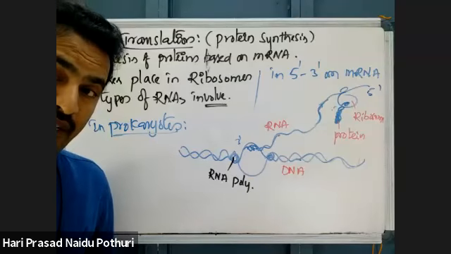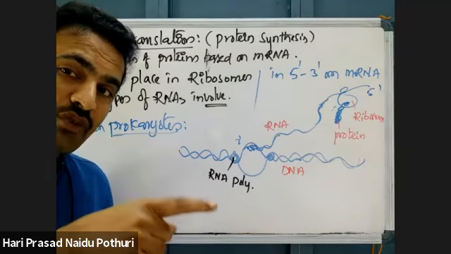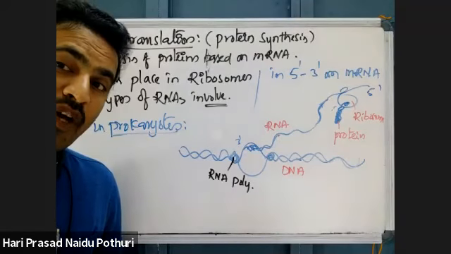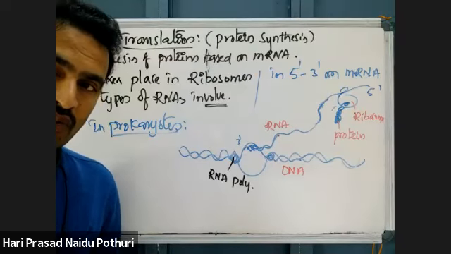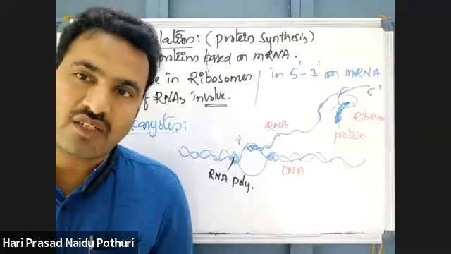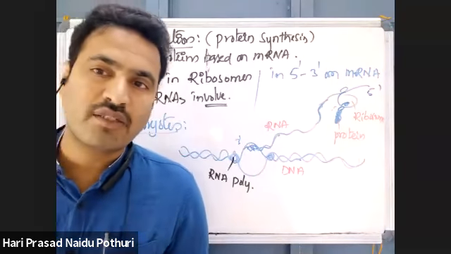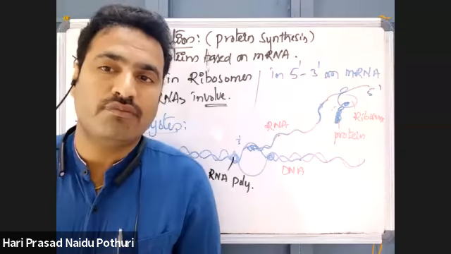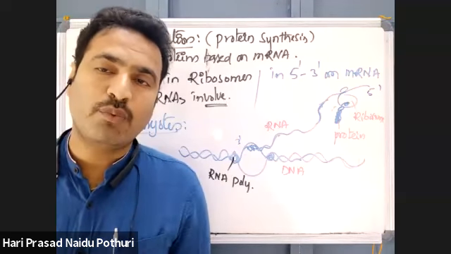Amino acids, right? Previous class I told you, all inactive amino acids are present in cytosol. That is called the amino acid pool. All inactive amino acids which are present in the cytosol are called the amino acid pool. Okay? That amino acid pool is there.